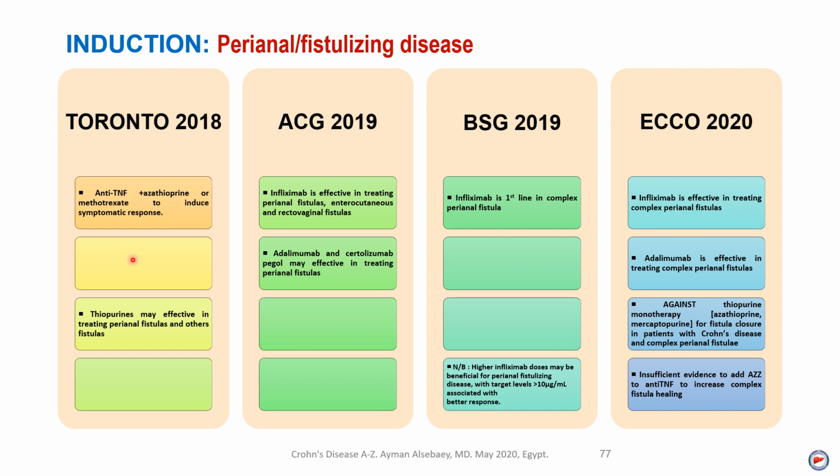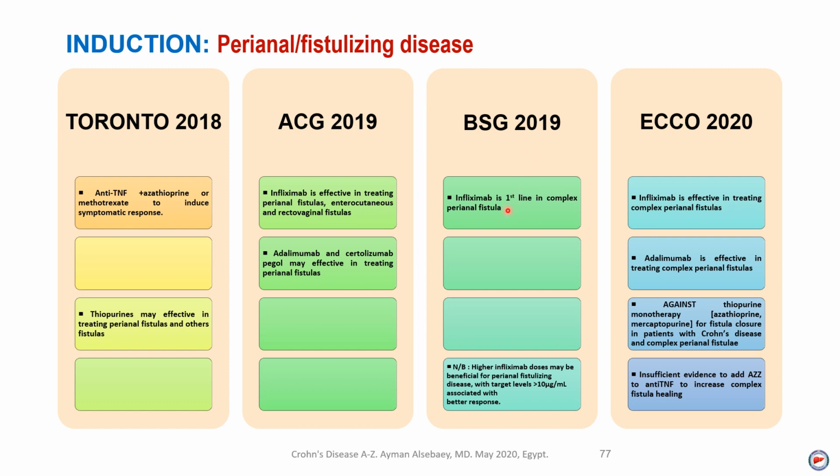Okay? When you give infliximab, it is better to combine it with azathioprine because it will decrease the immunogenicity. This is number one. And number two, azathioprine in the past was used in the induction of remission. So, Toronto, I will give anti-TNF plus azathioprine. ECCO: infliximab is effective in the treatment of perianal fistula, enterocutaneous fistula, and rectovaginal fistula. And adalimumab is a second line.